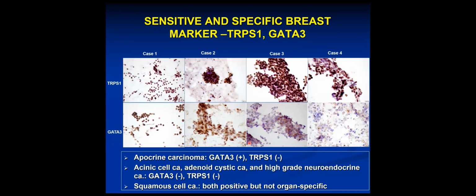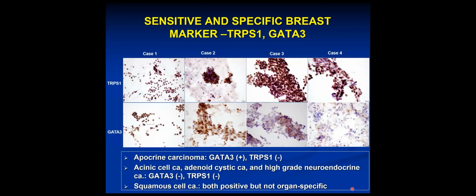Its expression may vary from 15 to 60%. Moreover, it is expressed in various types of tumors such as urothelial carcinoma, paraganglioma, parathyroid tissue, etc., diminishing its specificity. TRPS1 instead demonstrated sensitivity comparable to GATA3 in GATA3 positive metastatic breast cancer, and it has a better sensitivity than GATA3 for triple negative breast cancer. Additionally, TRPS1 tends to be negative in most GATA3 positive non-breast tumors.